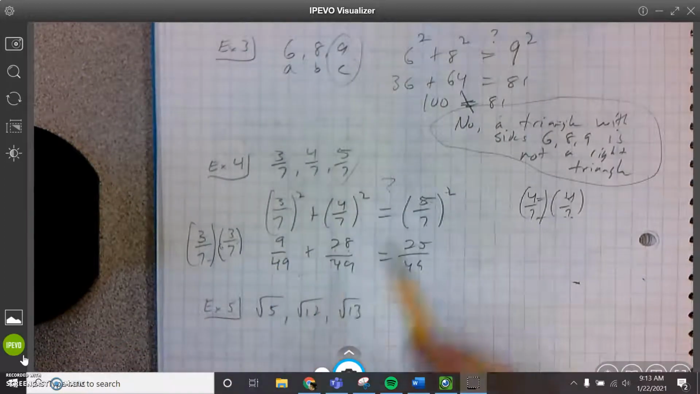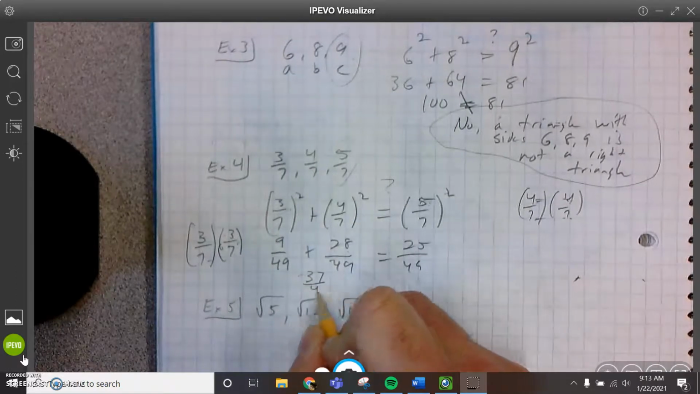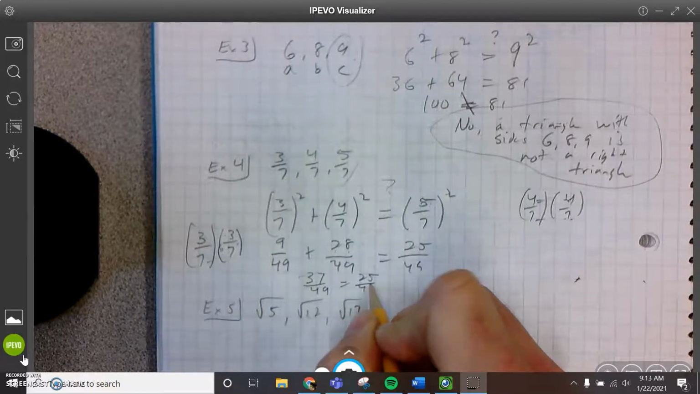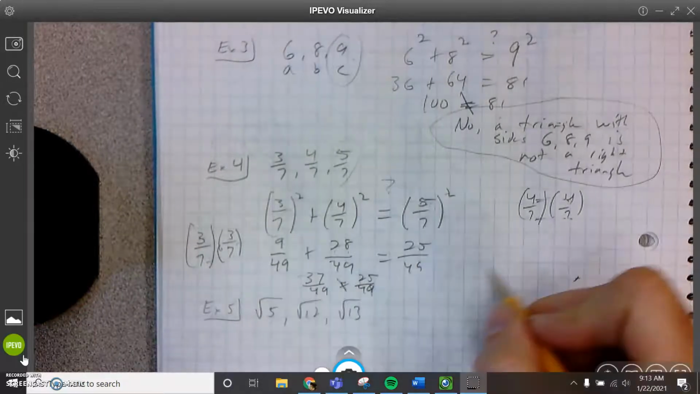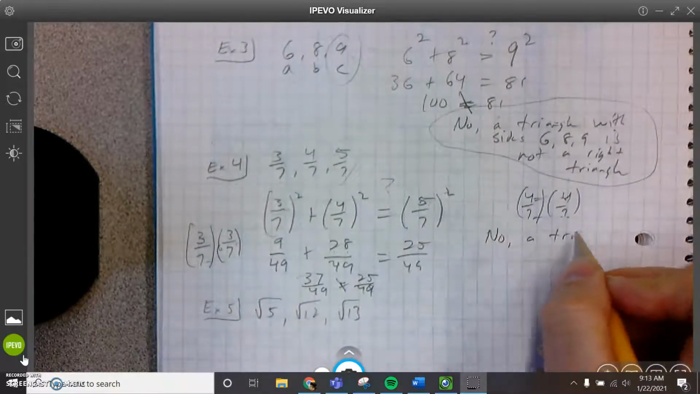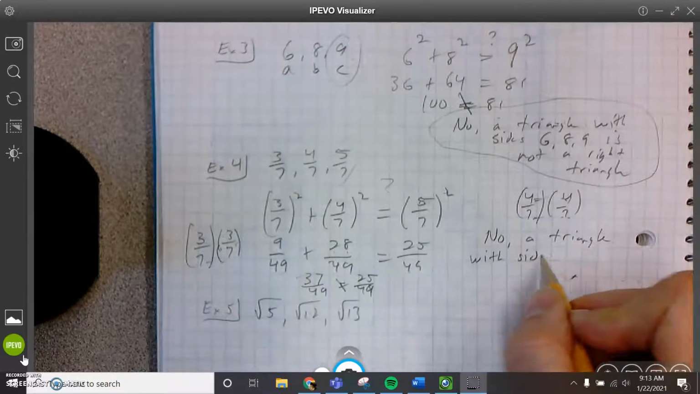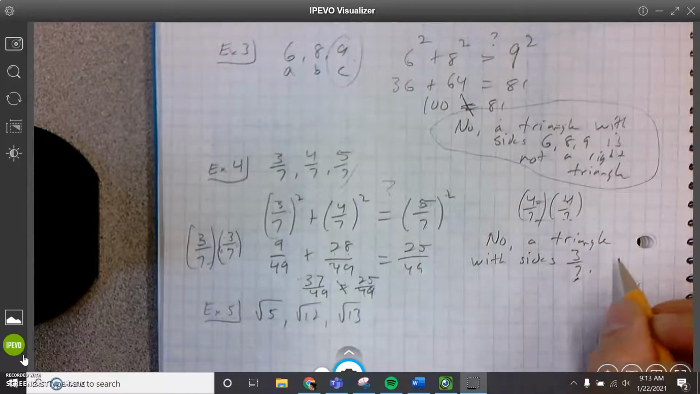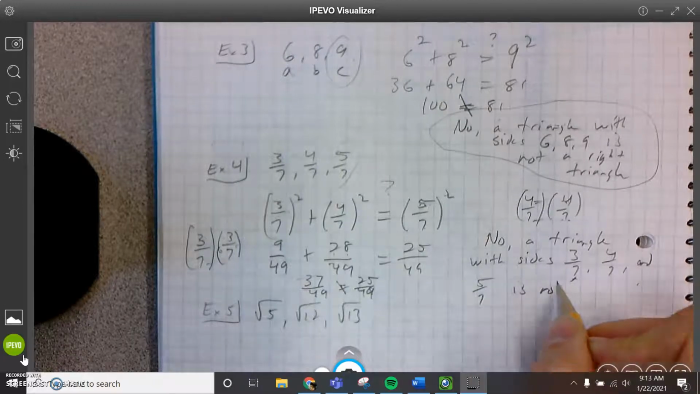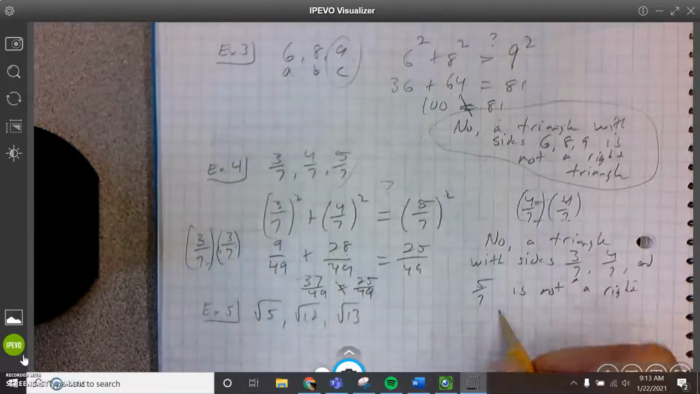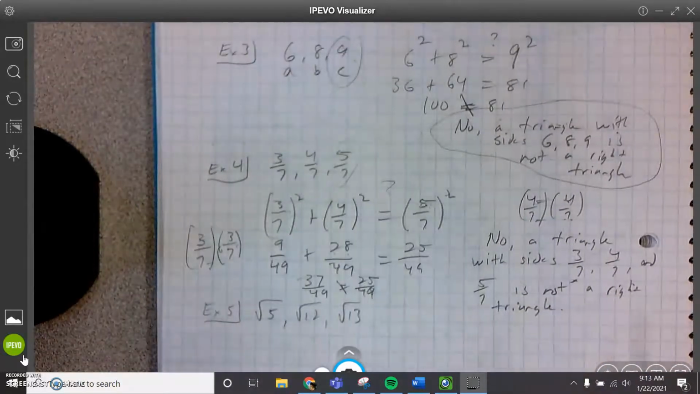So 9 plus 28 is going to be 37/49 plus 25/49. Is that true? 37/49 equals 25/49? No. So no, a triangle with sides 3/7, 4/7, and 5/7 is not a right triangle. Because the Pythagorean theorem does not hold true for that.